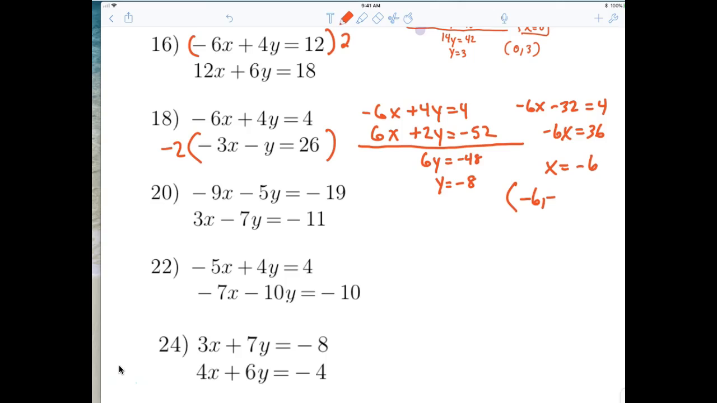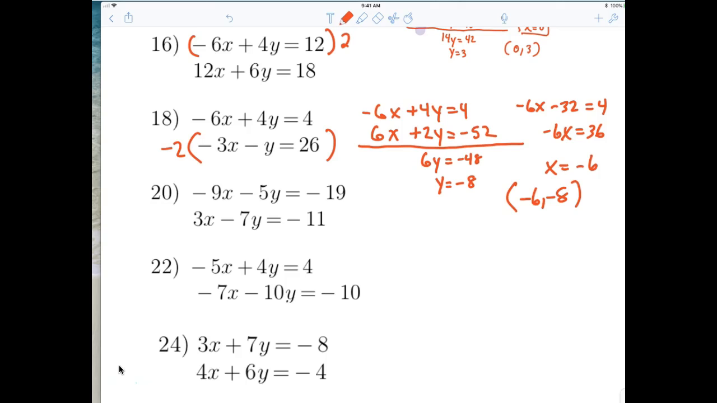-6 comma -8. Now, just pay attention every day, every week, and you'll change. No excuses. That is not hard at all. Anybody have any questions with that?